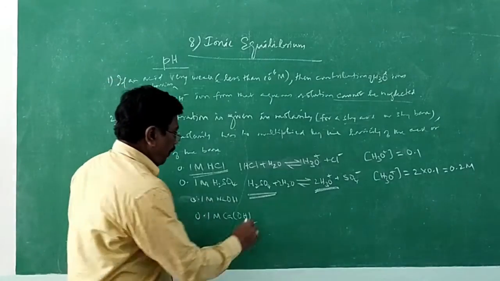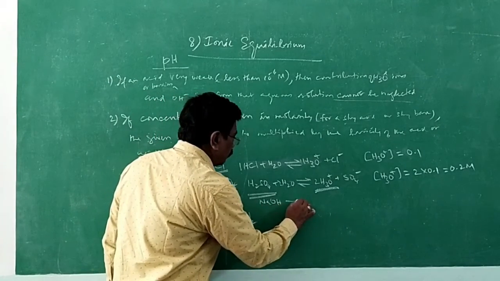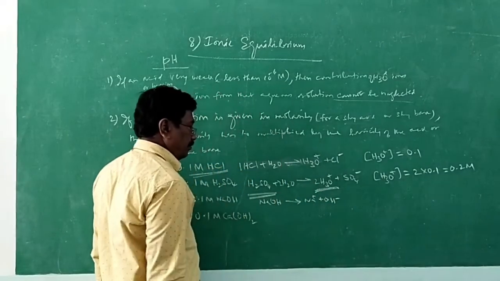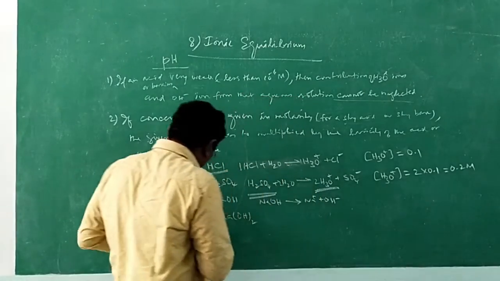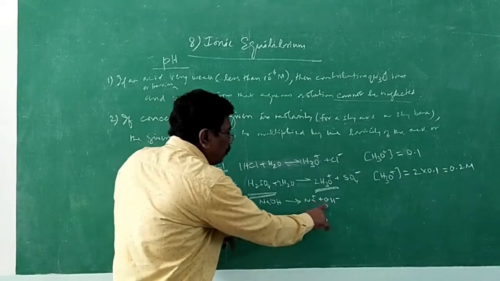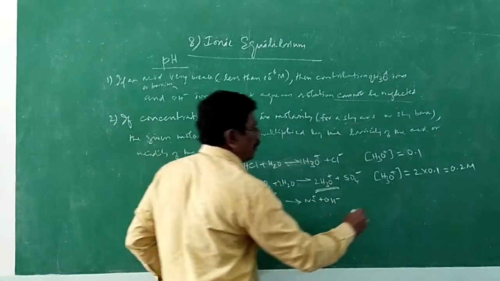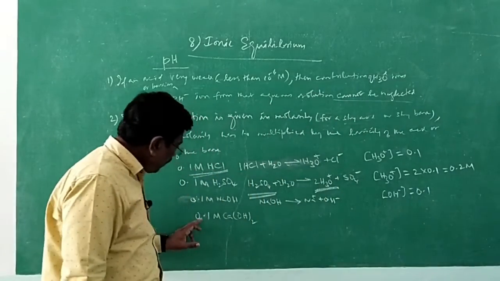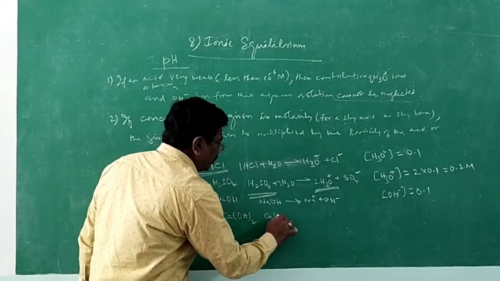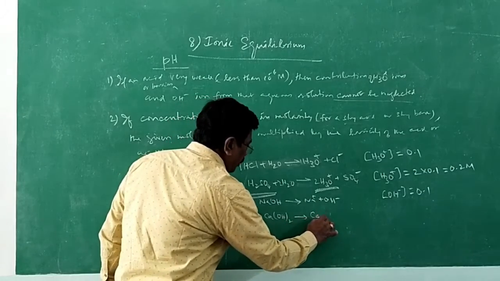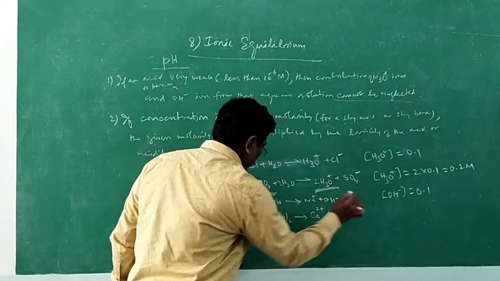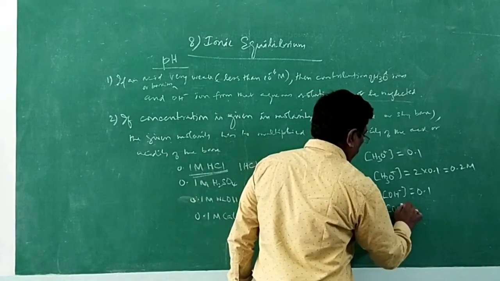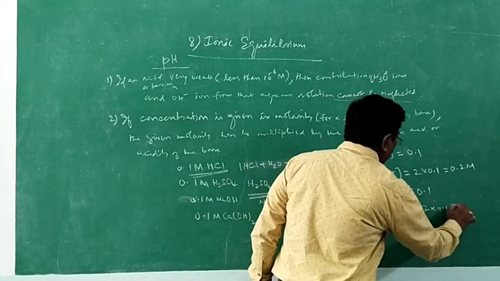Likewise, sodium hydroxide ionizes to form sodium ion and hydroxide ion. Of course, strong bases are completely ionized. 0.1 molar sodium hydroxide furnishes only 0.1 molar hydroxide because 1 gives only 1. Therefore, here the hydroxide ion concentration is equal to 0.1 only. Whereas here, calcium hydroxide upon ionization forms calcium ion and 2 hydroxide ions. That means 0.1 molar furnishes 2 into 0.1, which is equal to 0.2 molar.